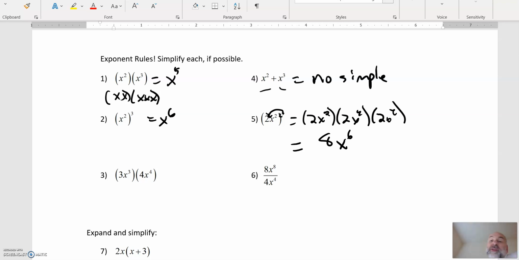So one like this, you can just multiply the stuff together that goes together. So it's just multiplying. There's nothing else there. So it's 12 and x cubed times x to the fourth. Add exponents. So that's x to the seventh.